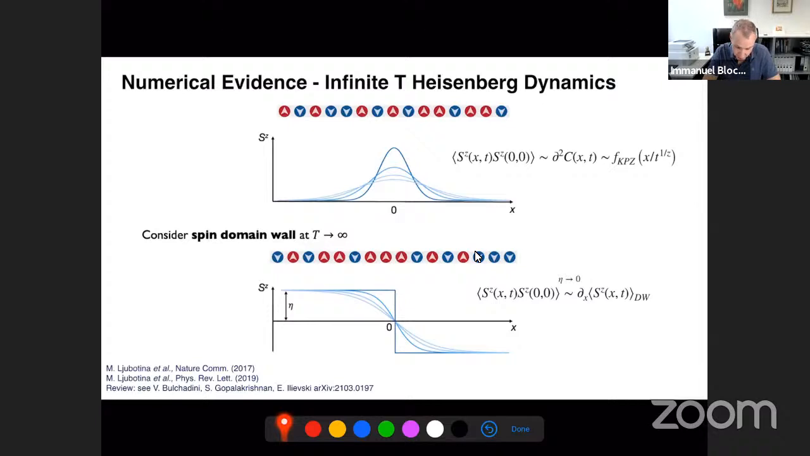Alternatively, what Thomas Prosen actually showed in his group is that a better way to measure this is not just to put a single spin here and measure how it propagates, but to look at a domain wall that we prepare in the spin profile. And the claim was that the propagation of this domain wall, how it spreads in time, will also be able to measure this dynamical exponent.